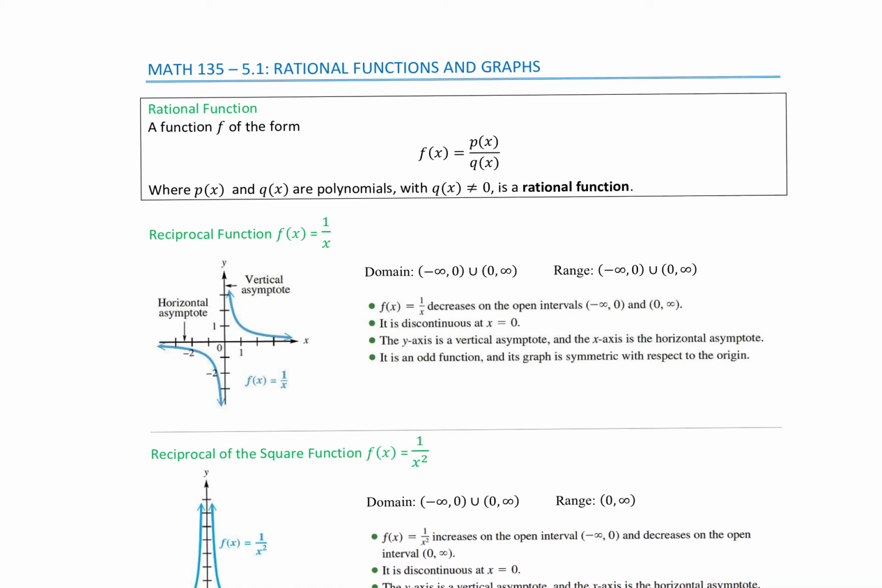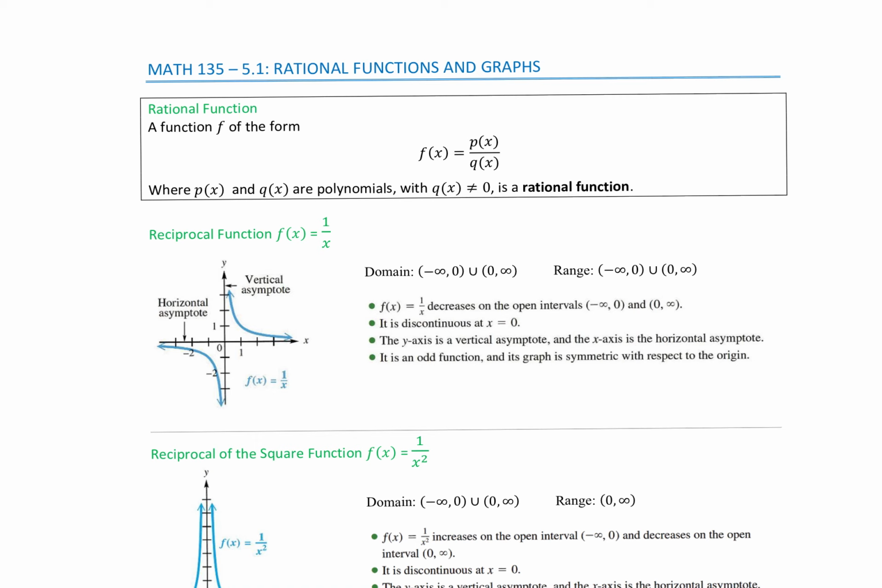So far, when we've been graphing, we've looked at linear functions, quadratic functions. We did a little bit on circles, and then polynomials. So linear functions, quadratic functions, they are polynomials. And then we sketched graphs of polynomials. In chapter 5, we're going to be graphing other functions.